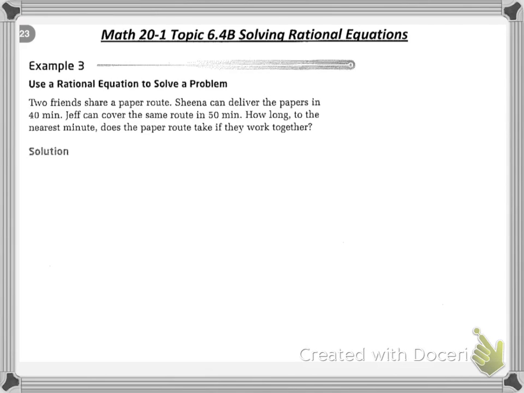Alright, today we're going to finish off chapter 6 on rational equations, and we're going to look at doing some problem solving. Today's problem starts out with example 3. Two friends share a paper route. Sheena can deliver the papers in 40 minutes. Jeff can deliver or cover the same route in 50 minutes. How long, to the nearest minute, does the paper route take if they work together?